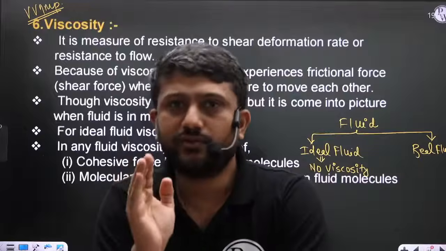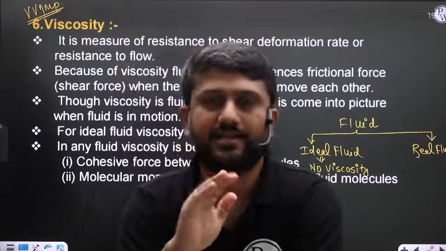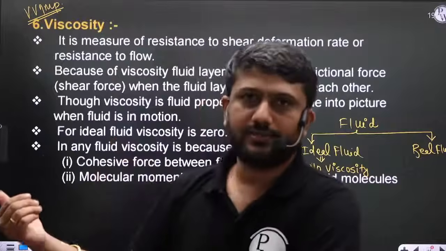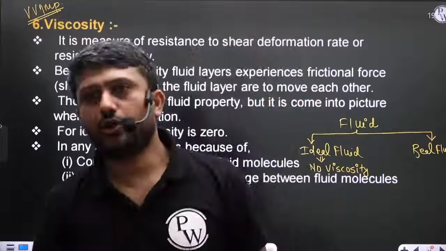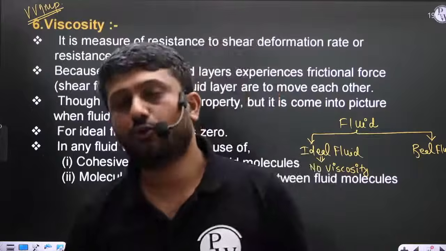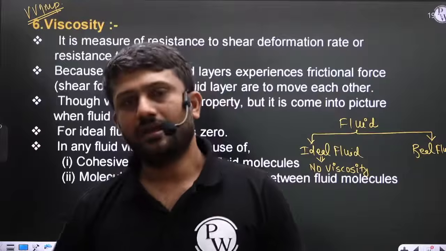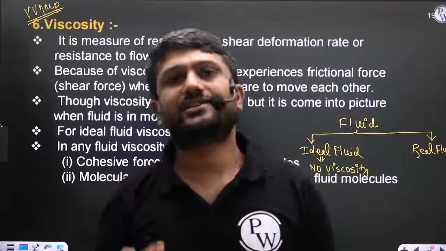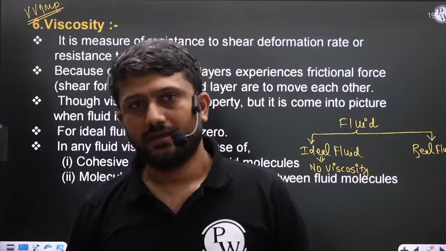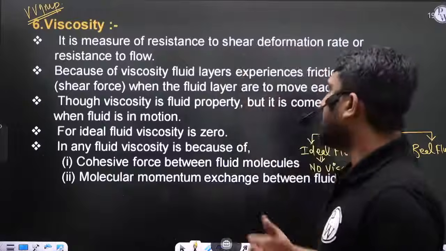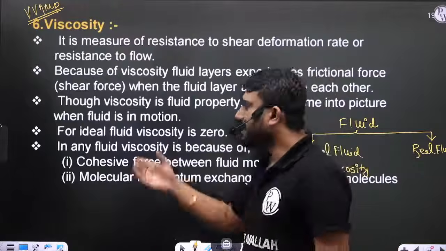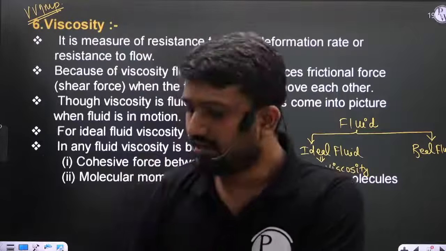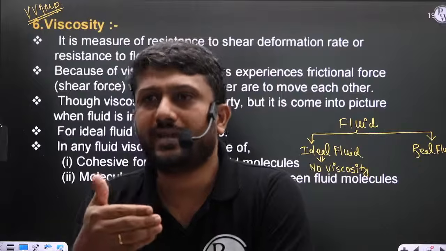And what is the cohesive force? The cohesive force is nothing but the intermolecular attraction force between the same molecules, right? There are two types of intermolecular forces: one is a cohesive force and the second one is an adhesive force. Here we are talking about the cohesive force. So there are two reasons of viscosity: the first reason is the cohesive force between the fluid molecules, and the second reason is the molecular momentum exchange.